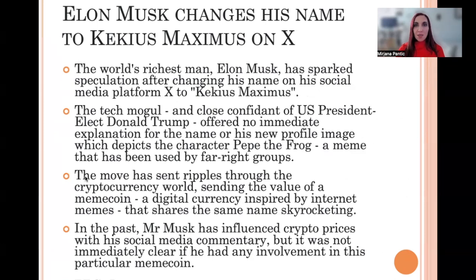Elon Musk changes his name to Cactus Maximus on X. The world's richest man, Elon Musk, has sparked speculation after changing his name on his social media platform X to Cactus Maximus. The tech mogul and close confidant of US President-elect Donald Trump offered no immediate explanation for the name or his new profile image, which depicts the character Pepe the Frog, a meme that has been used by far-right groups.